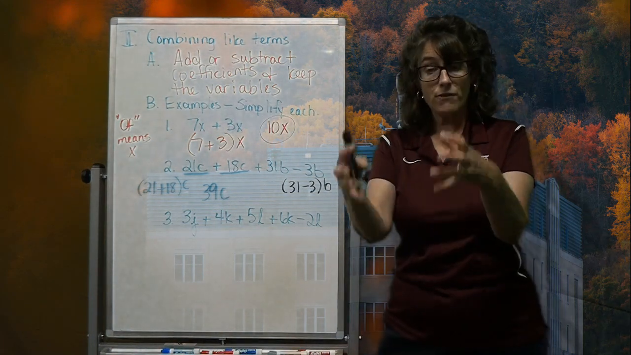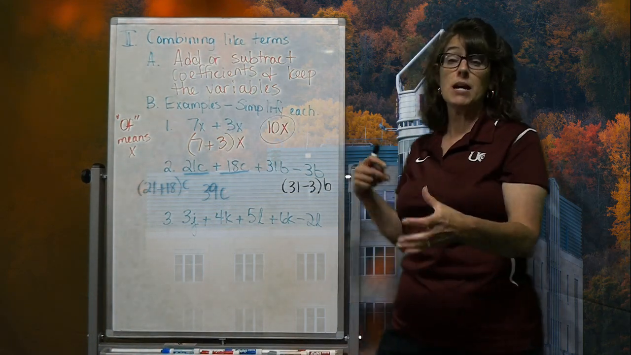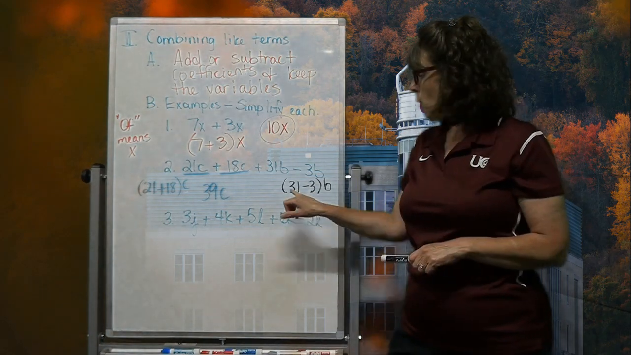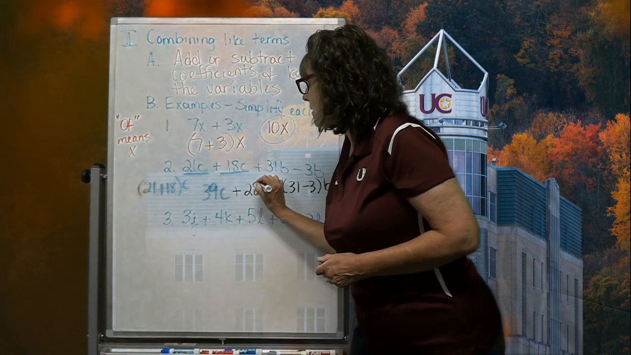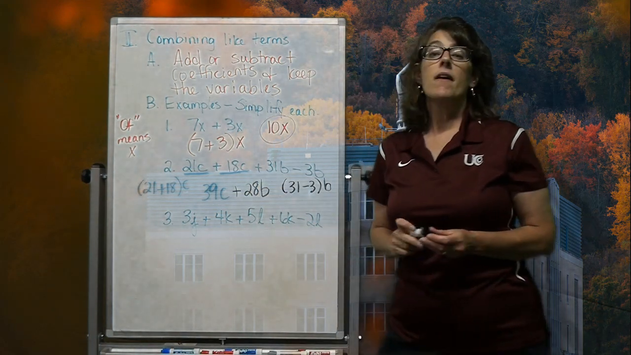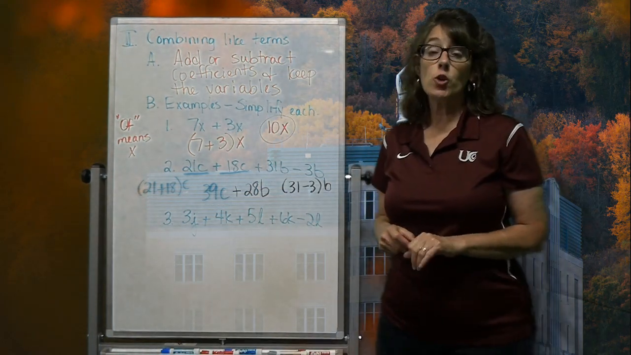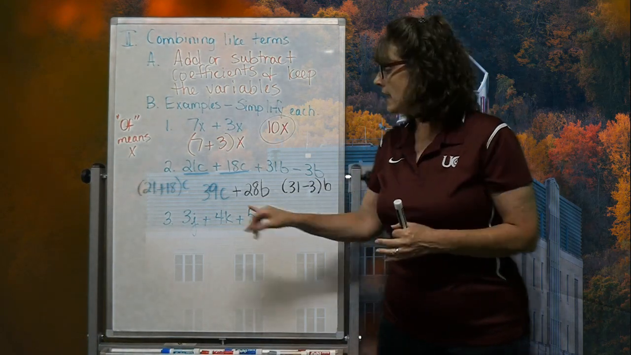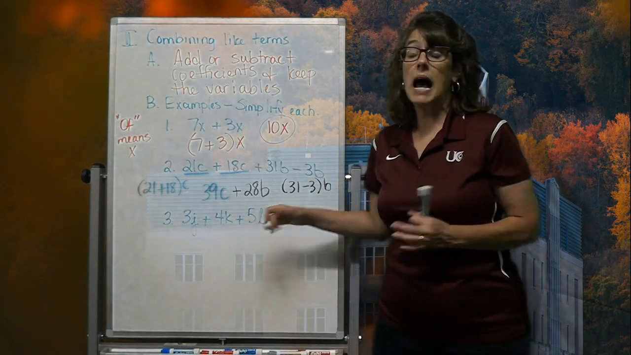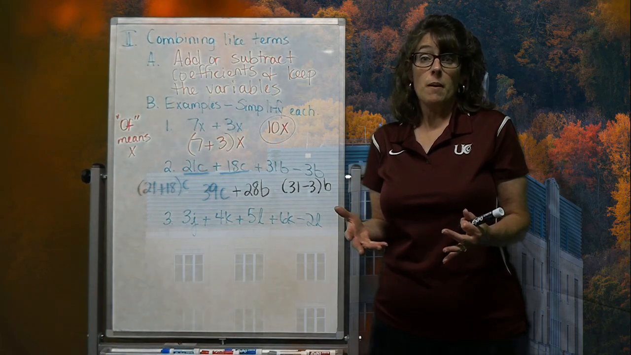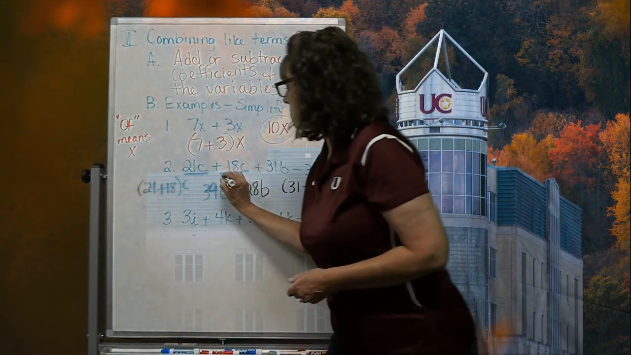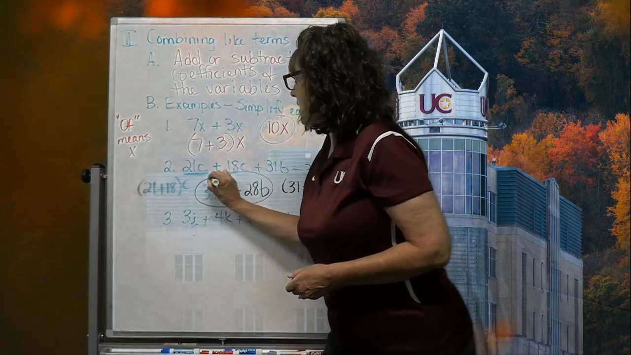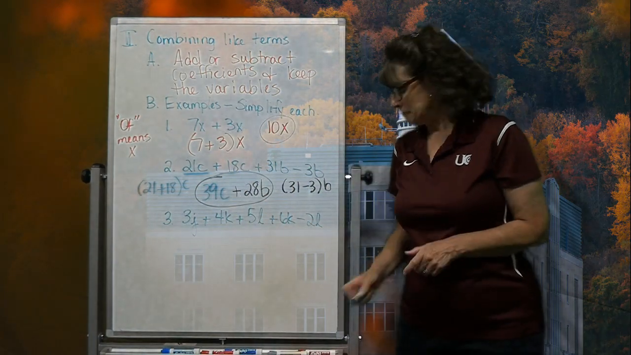Similar idea of saying I have 31 of those B's, I'm taking out 3. How many of those B's are left? Well, 31 minus 3 will give me 28. So I have 28 of those B's left. Now remember, the idea of like terms, I can only put together things that are alike. These are C's, these are B's. I can't put them together because they're C's and they're B's. There's nothing I can do. So this is the best that it gets, 39C plus 28B.